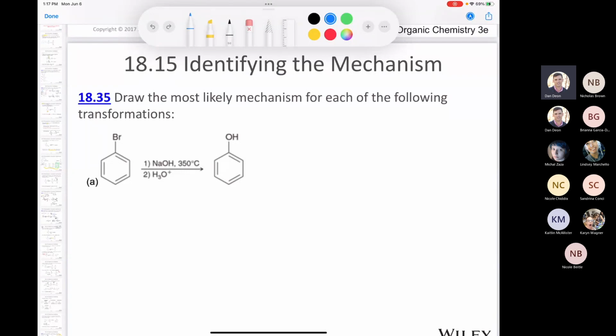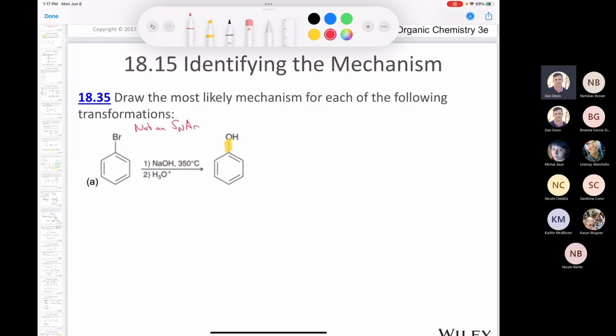Let's see. 18.35. So this is another one we skipped. Oh, this one is an elimination addition reaction, right? It says, draw the most likely mechanism for this transformation. Well, we've got bromobenzene, and we're just converting it into phenol. And you might think, okay, well, you just told me that if you have a carbon-oxygen bond on an aromatic ring, that means it's an SNAr. Well, we don't meet the requirements for an SNAr here. This reaction is not occurring, so not an SNAr.